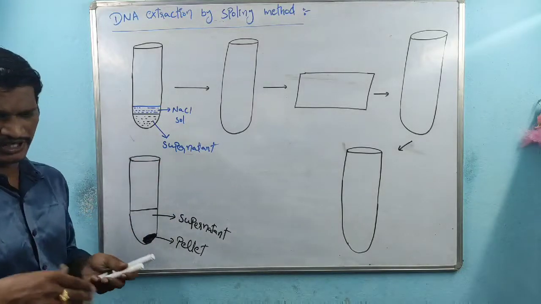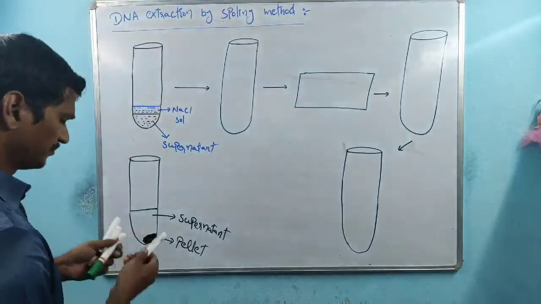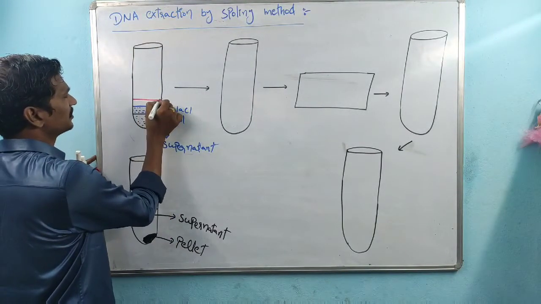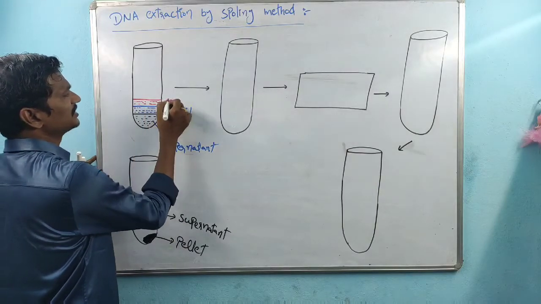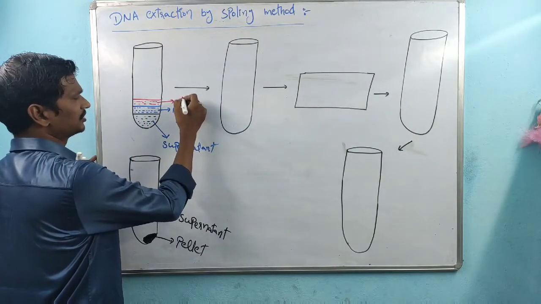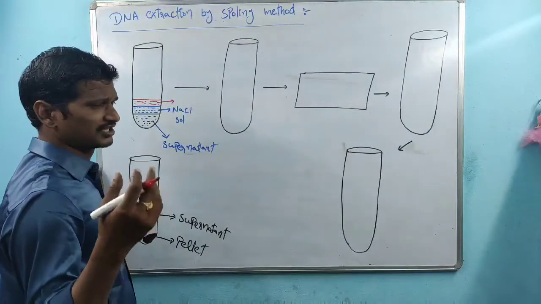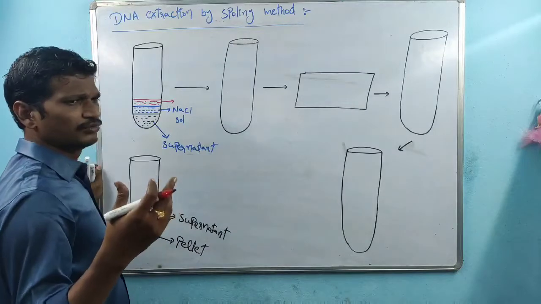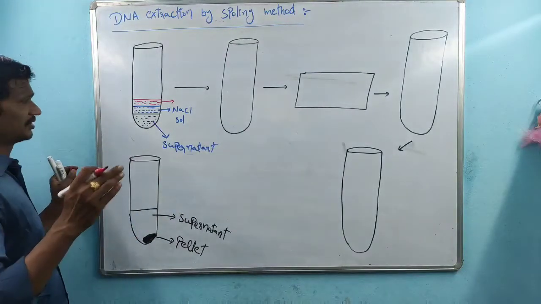Next we have to add one more reagent here. The reagent is pre-chilled ethanol. We have to add the pre-chilled ethanol solution. So this is the chilled ethanol, not pre-chilled, chilled ethanol. That is nothing but ethanol if we keep it in the refrigerator. It gets cool, so that is nothing but chilled ethanol.